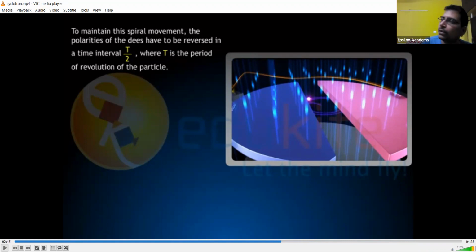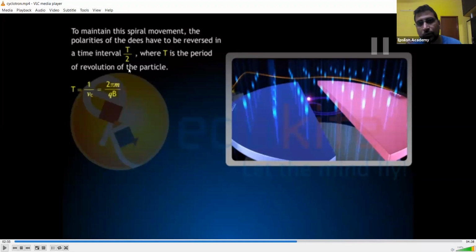I hope it is done. Next. Has to be reversed in a time interval T by 2, where T is the period of revolution of the particle. T equals 1 by Bc. Okay. From here, we can do it on our own.